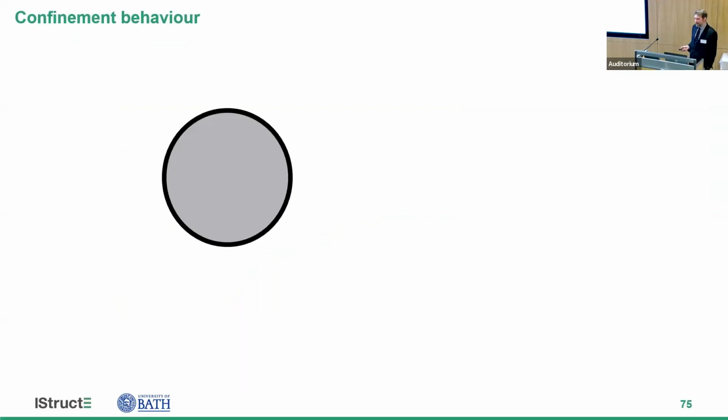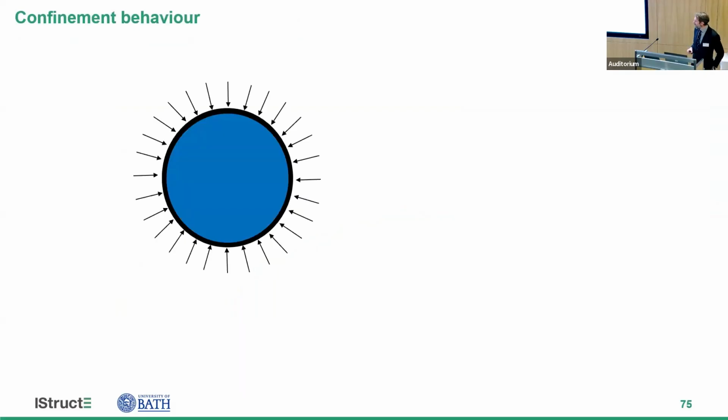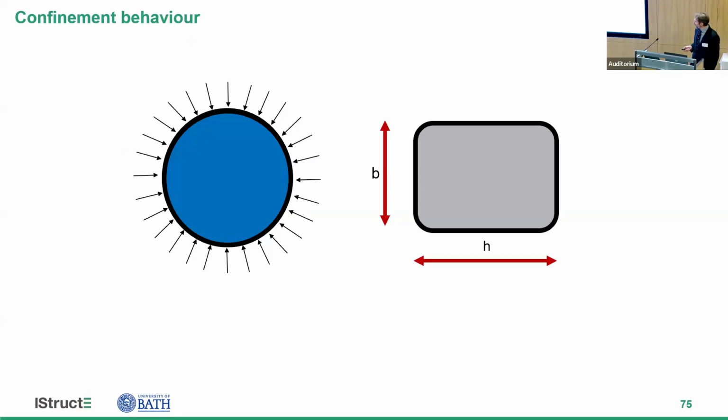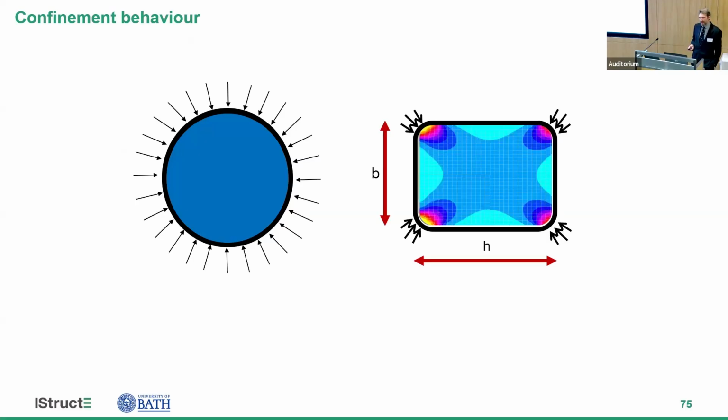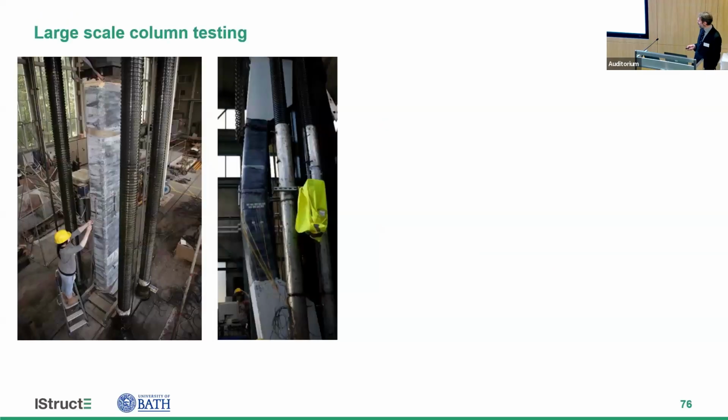Now with circular columns, that's very effective. So for concentric loading, we get nice uniform confinement all the way around the section. For rectangular columns, though, we only really get that confinement occurring at the corners, and most of that confinement is just literally at those corners. And the amount of confinement that we can achieve is related to the stiffness of the FRP confinement and the strength of the FRP, because ultimately they do fail in rupture.